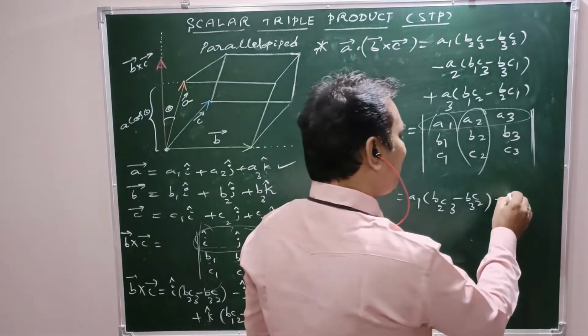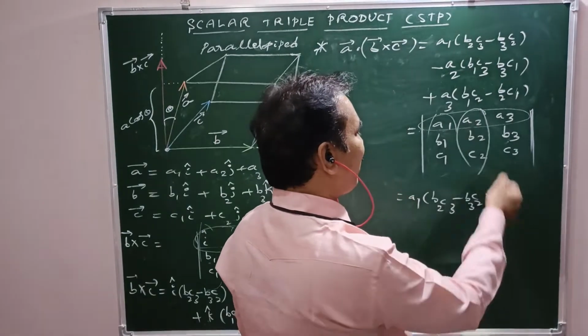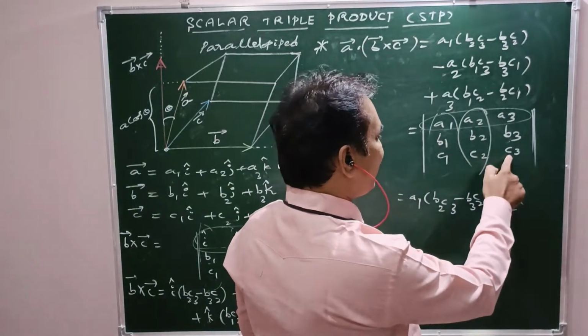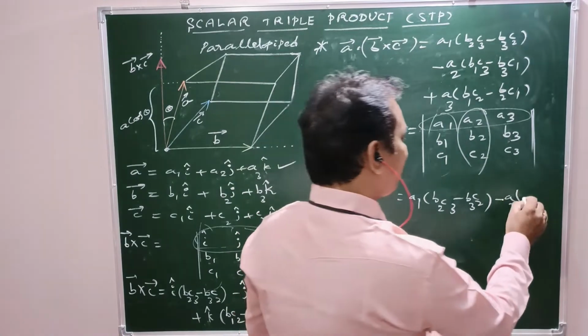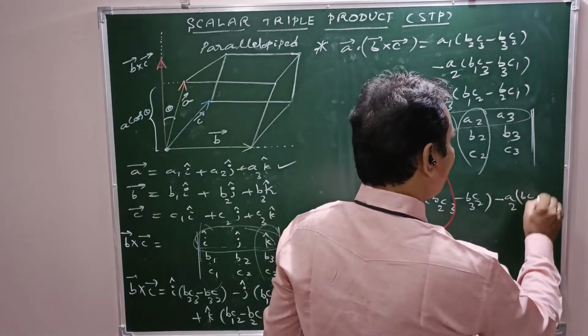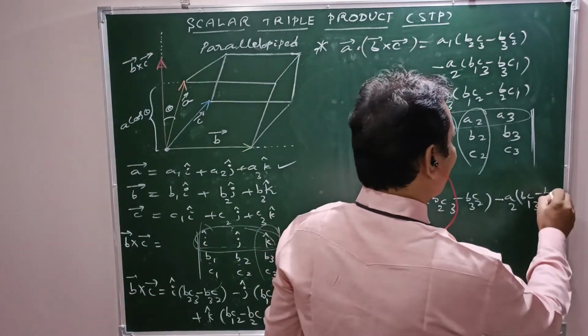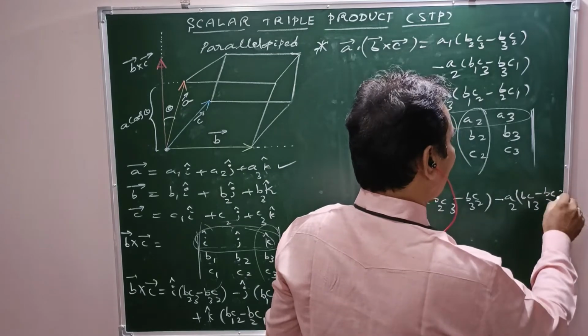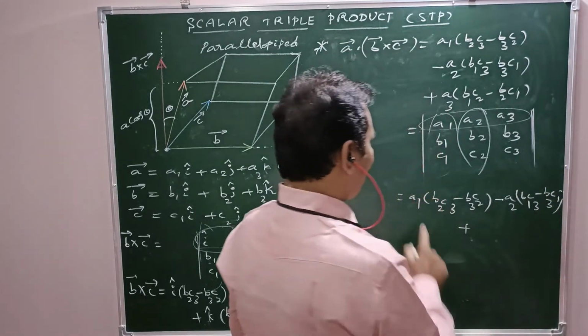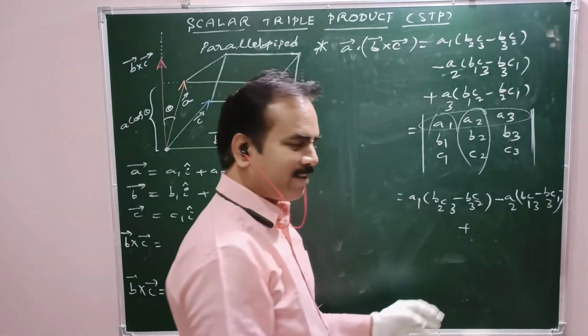This time A2 multiplied by AD minus BC, that is B1C3 minus B3C1. B3C1. Right? Plus minus plus, that is the sequence.